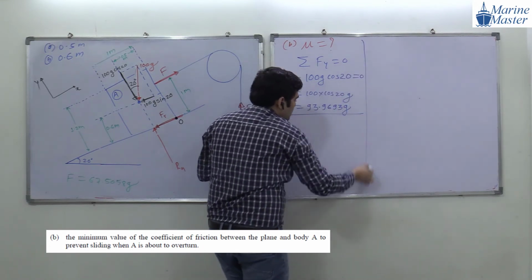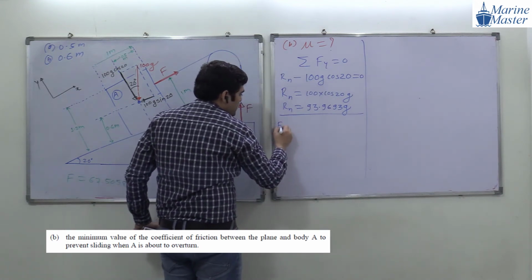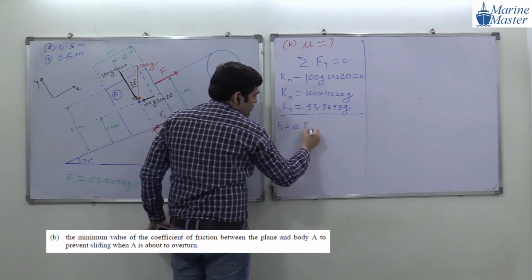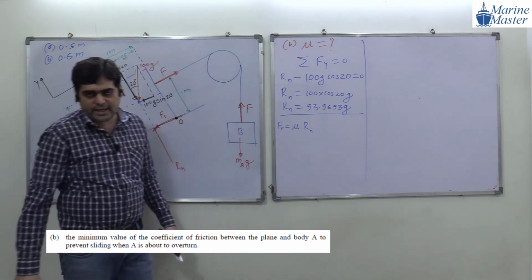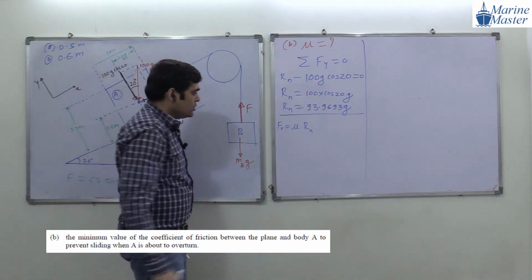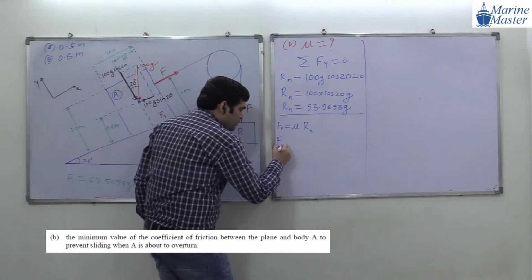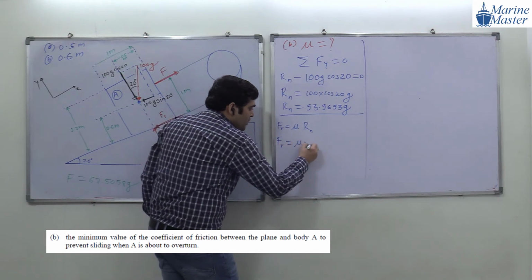See the point. Then Fr will be equal to what, guys? Friction force will be equal to mu times Rn. Rn means normal reaction. Mu means coefficient of friction. So friction force Fr will be equal to what? Mu we don't know. Mu into what?